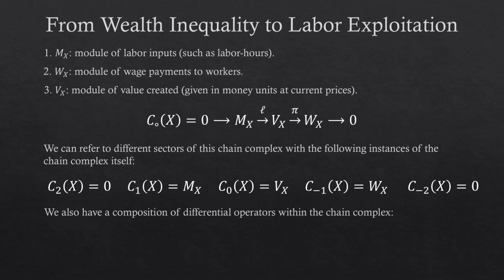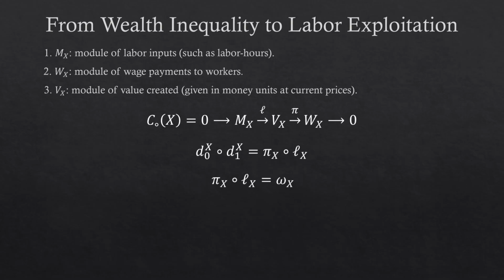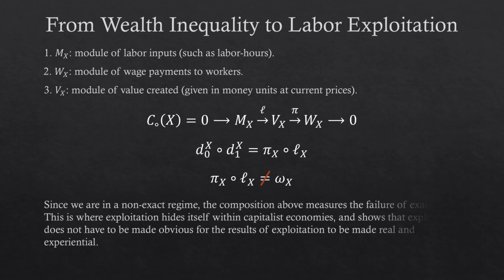We also have a composition of differential operators within the chain complex. So d sub 0 composed with d sub 1 is equal to pi sub X composed with L sub X. And in an exact regime, we would have the following, where that composition we just mentioned is equal to omega sub X. Since we are in a non-exact regime, the composition above measures the failure of exactness. And this is where exploitation hides itself within capitalist economies, and shows that exploitation does not have to be made obvious for the results of exploitation to be made real and experiential.